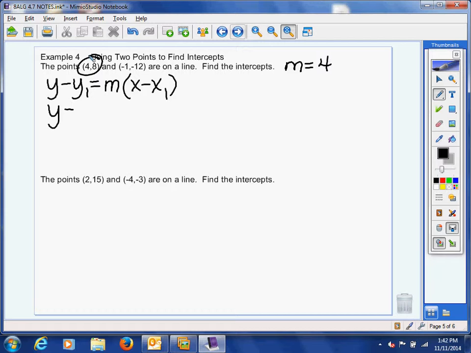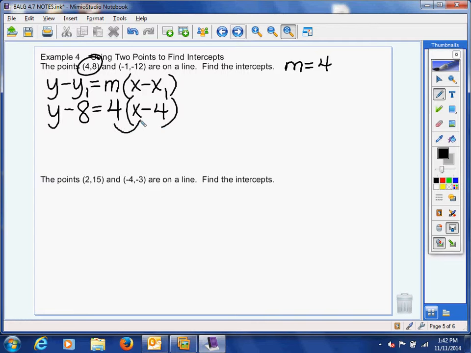I'm going to use this point (4, 8). The 8 is my y1, the slope we just calculated is 4, and my x1 would be 4. Now, ultimately, remember at the outset, I said let's make this equation into standard form. And I can't do that yet. I can't start moving things around until I get rid of those parentheses.